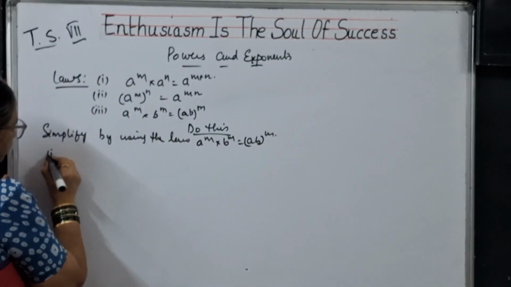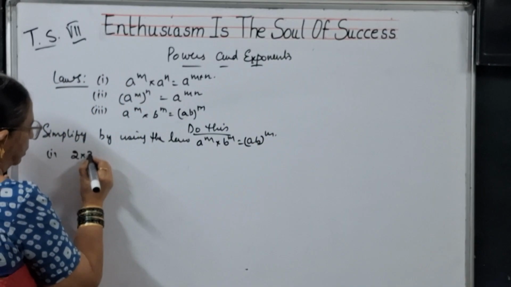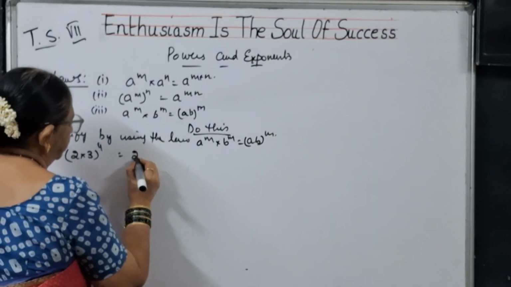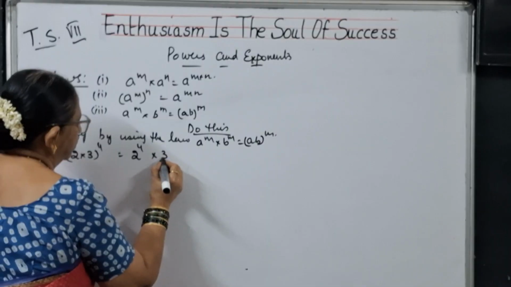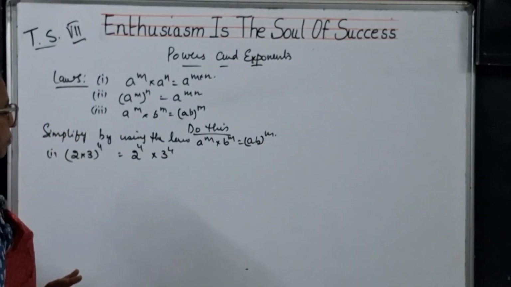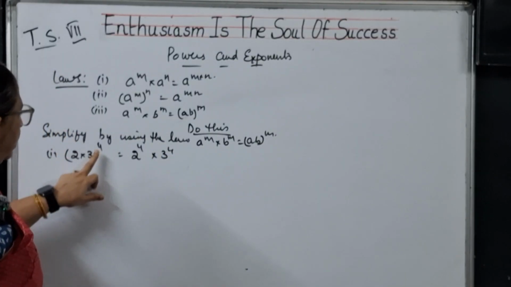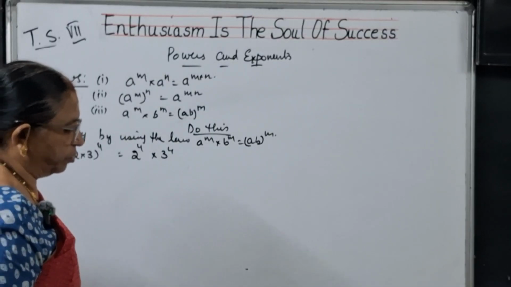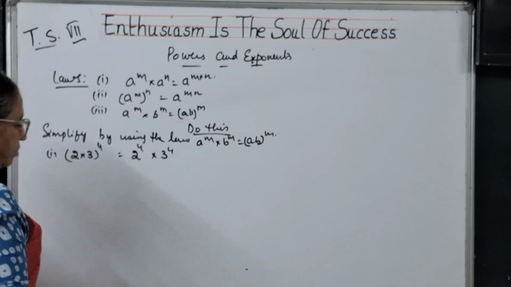So in this the first one is 2 into 3 whole to the power of 4. This can be written as 2 to the power of 4 into 3 to the power of 4. Okay, 2 into 3 whole to the power of 4 is 2 to the power of 4 into 3 to the power of 4.